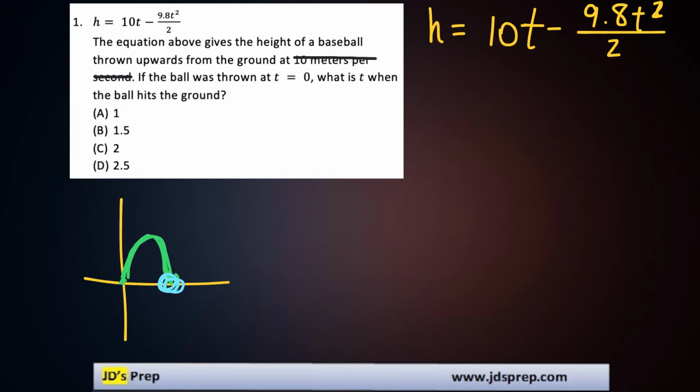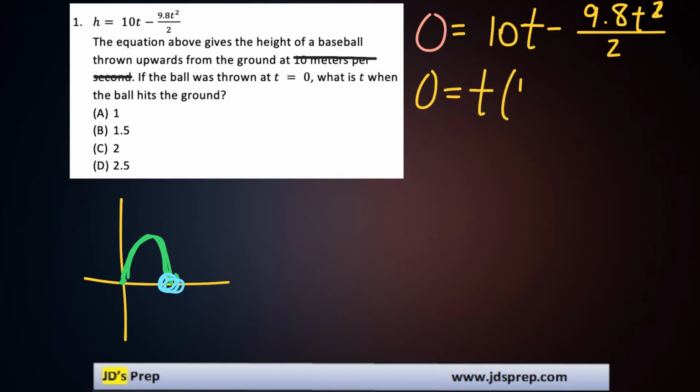Another way of solving this is algebraically, by factoring it, because we know the x-intercept has an x value of 0, or in this case an h value of 0. I'm going to replace h with 0, and now we need to try to factor this. First thing we can do is factor out a t from both terms.